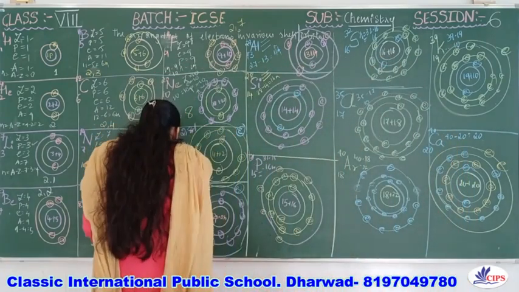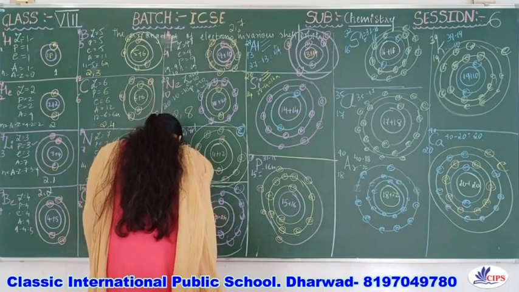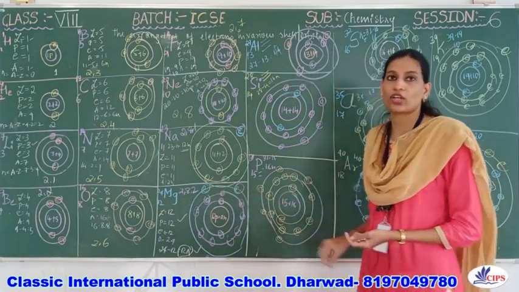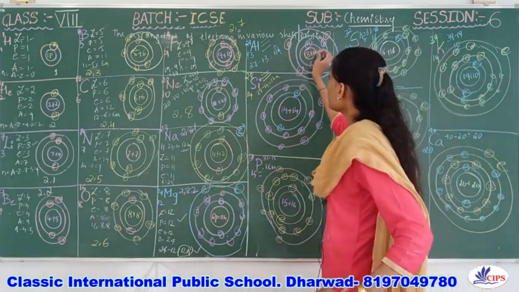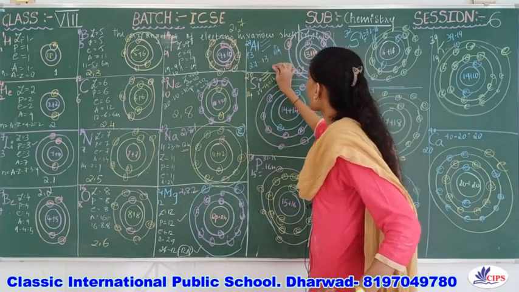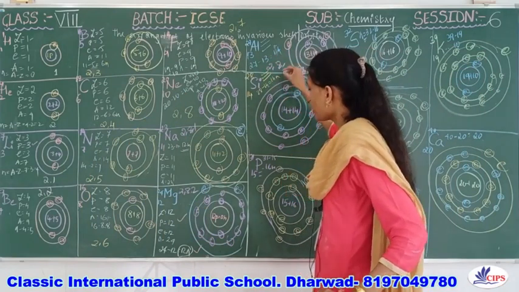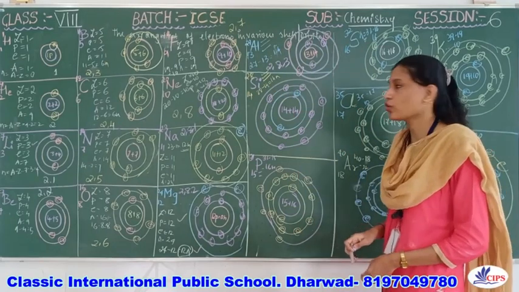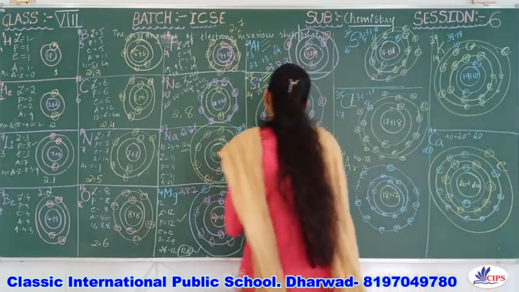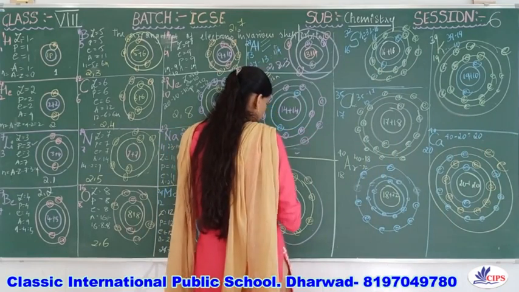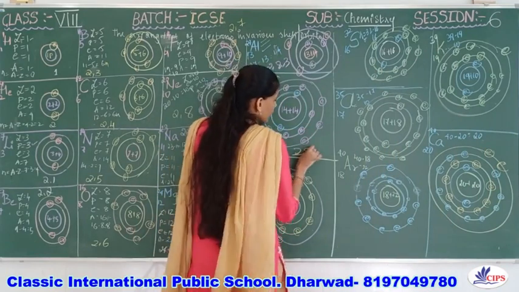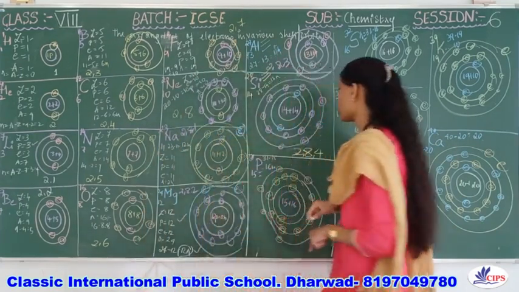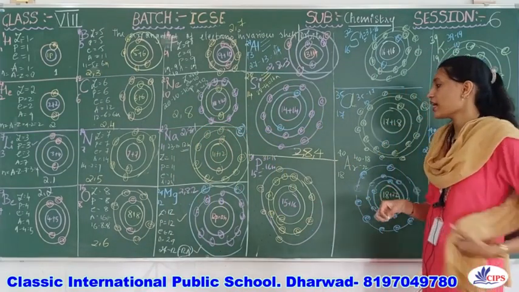Then magnesium, we have electronic configuration 2, 8, 2. Here we have 2 electrons in the M shell. Aluminium, we have how many? 2, 8, 3: 3 electrons in M shell. Okay. Silicon electronic configuration: 2 in K shell, 8 in L shell and 1, 2, 3, 4. Here we have 4 electrons in M shell.